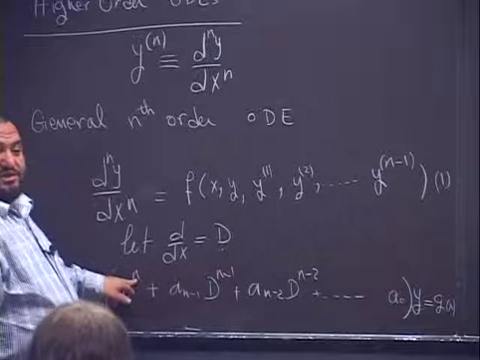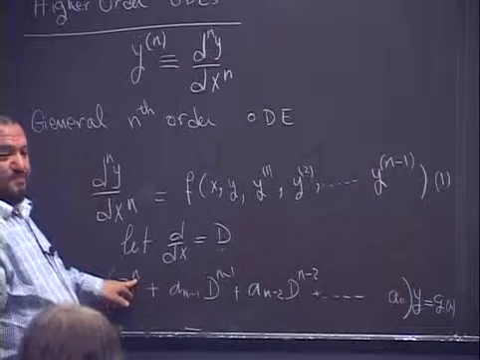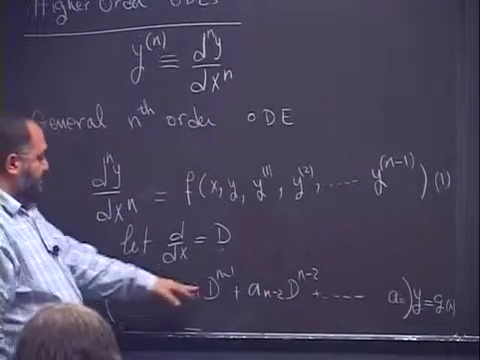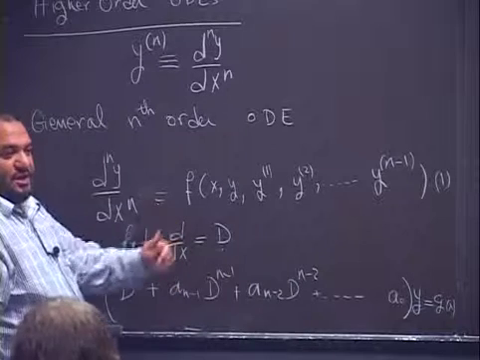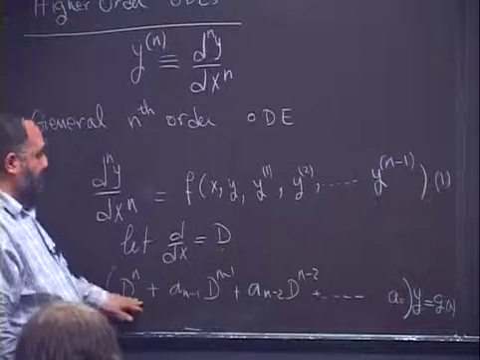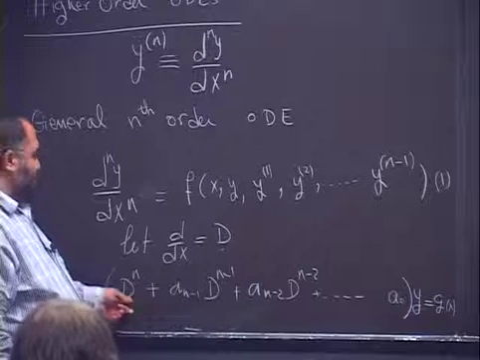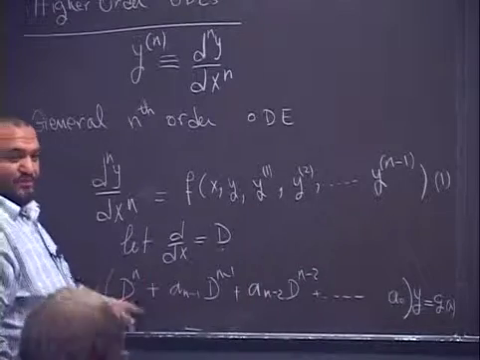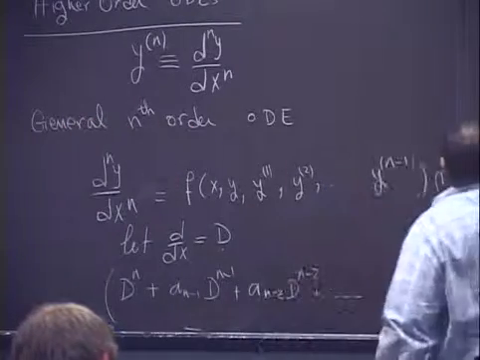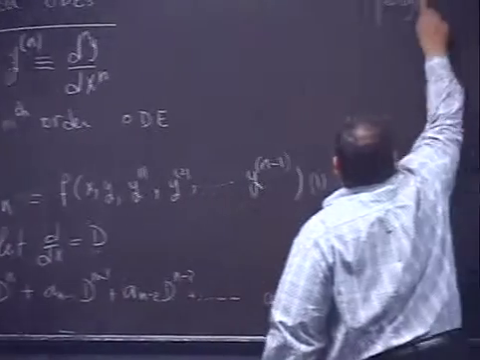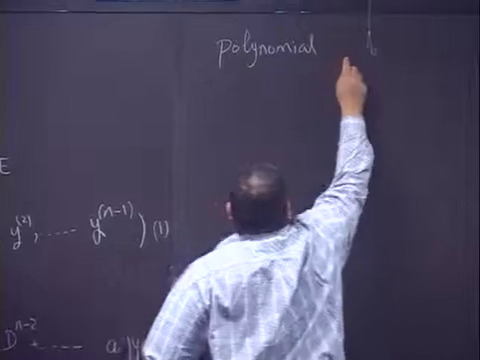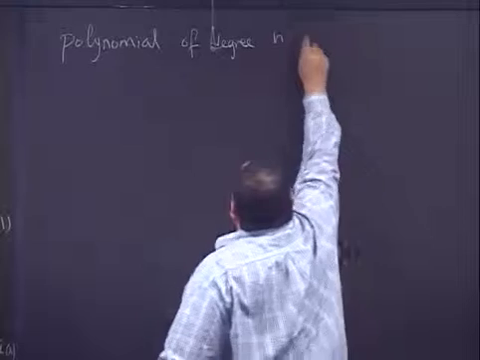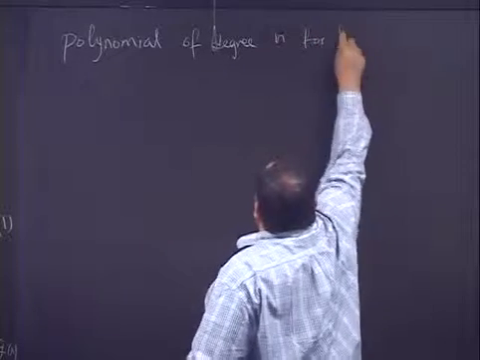So D^n means the nth differentiation of the function y of x, and D^(n-1) is d^(n-1) y by dx^(n-1), and so on. Why are we writing it in this format? Because this is now a polynomial of degree n in the operator D.